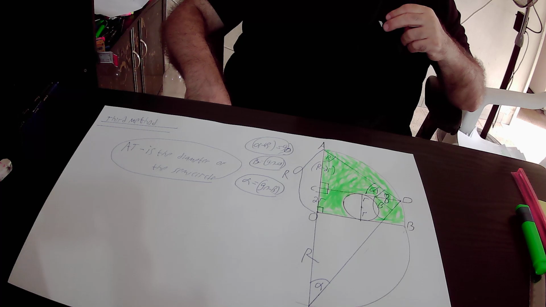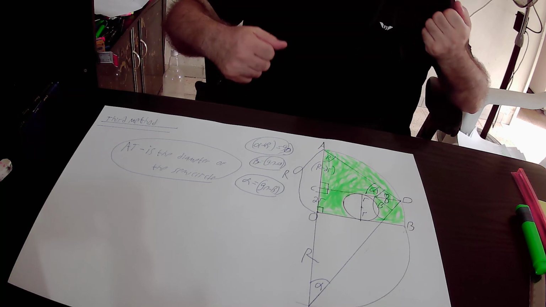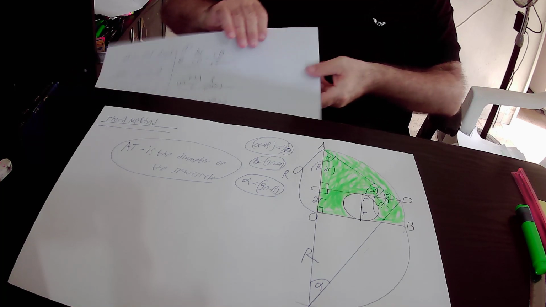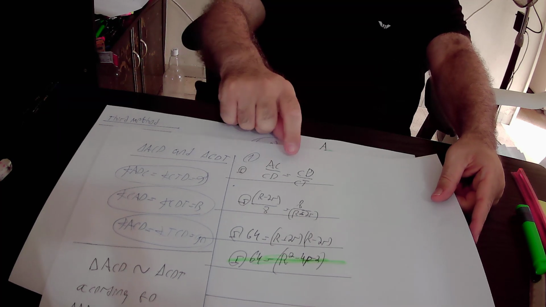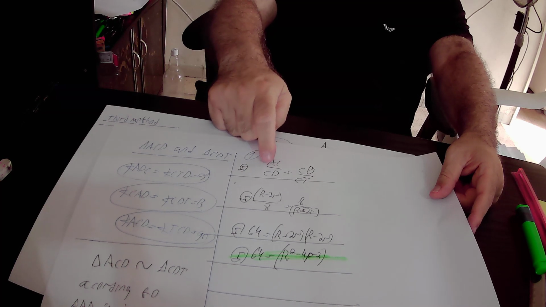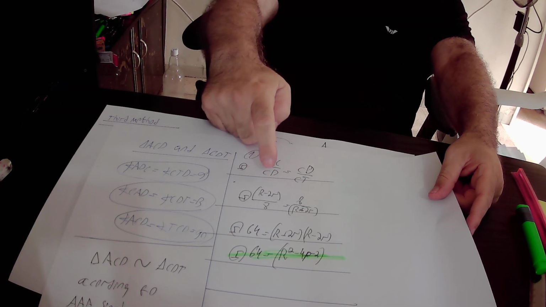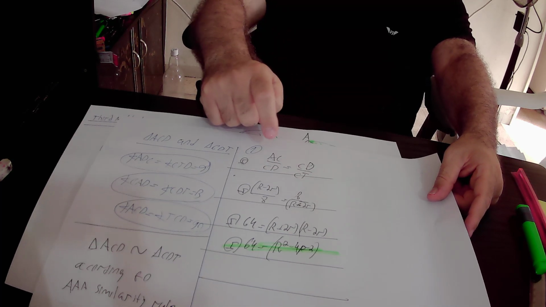So we proved that those two right triangles are similar to each other according to the angle similarity rule. And from the fact that they are similar to each other, we conclude that the following relationship exists between their sides: AC over CD equals CD over CT. AC is capital R minus 2R, CD is 8, and CT is capital R plus 2R.